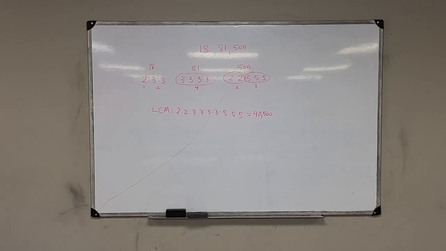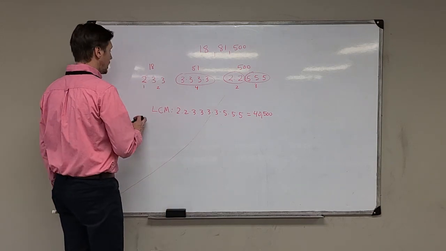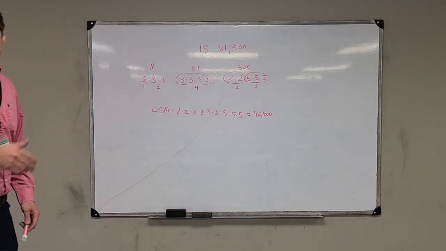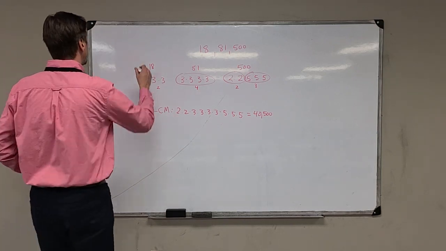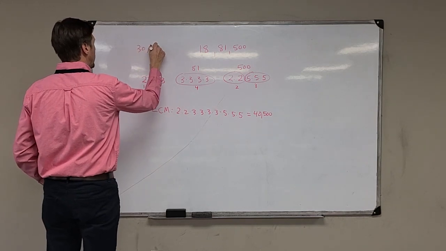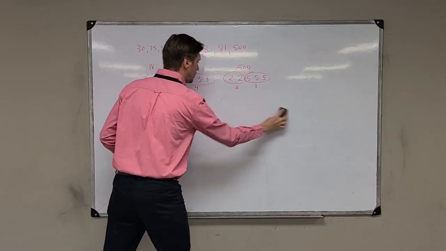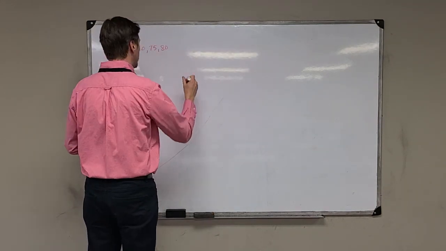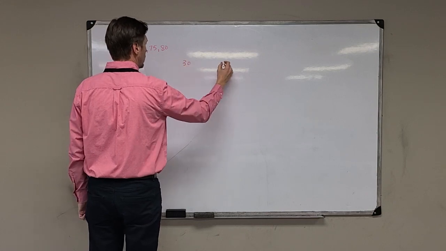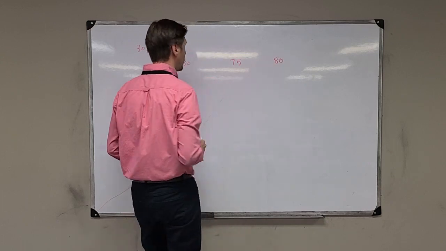All right, just to make sure that you guys followed me, let's see if you can help me do another one. We'll do 30, 75, and 80. So we're going to get all of those down. 30, 75, 80. What are the factors of 30?